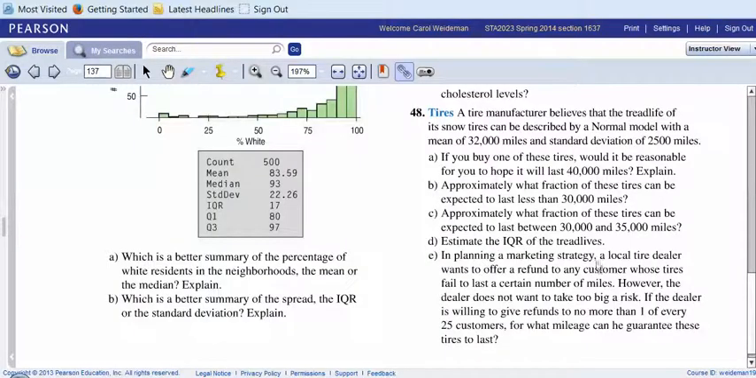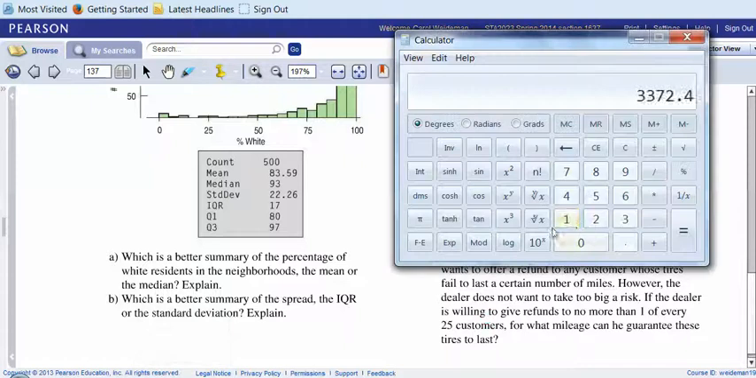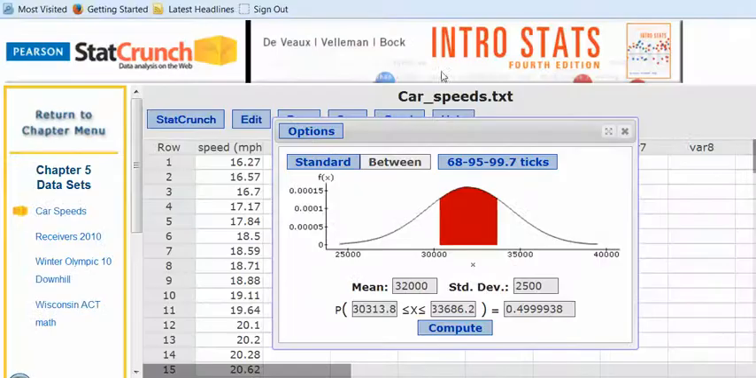In planning a marketing strategy, a local tire dealer wants to offer a refund to any customer whose tires fail to last a certain number of miles. However, he doesn't want to take too big of a risk. If the dealer is willing to give refunds to no more than 1 of every 25, for what mileage should he guarantee those tires to last? Okay, so 1 out of 25, let's go ahead and divide that, and you might know that's going to be 0.04. So I want to go back to my tool, let's get back to the standard tool here.